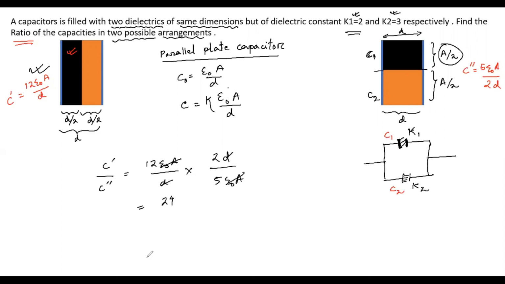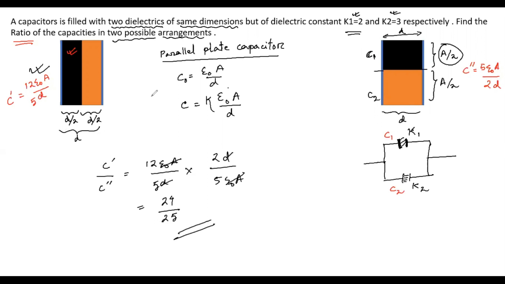Okay, so here we were having 5D, sorry, 5D. Okay, so it is nothing but 24 by 25. So this is the ratio.